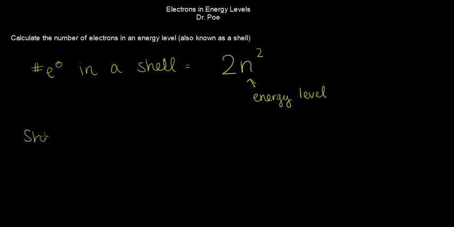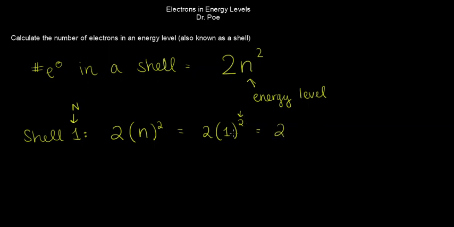So for shell 1, or the first shell, and this is kind of a practice in algebra, we know that the formula is 2n squared. We know that this is going to be our n. So 2 times 1 squared. Based on the rules of algebra, you do the squared first and then the multiplication. So in the parentheses first, then square, then multiply. Okay, so 1 times 1, or 1 squared, is still 1. So there are 2 total electrons in the first energy level.